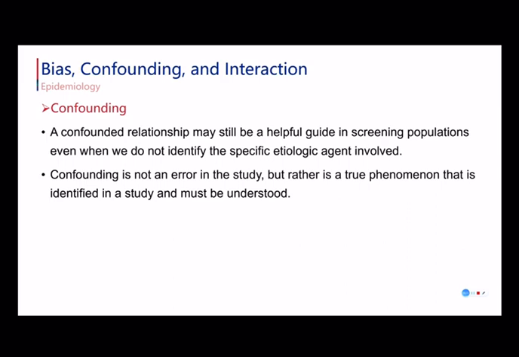specific etiologic agent involved. Second, confounding is not an error in the study, but rather is a true phenomenon that is identified in a study and must be understood. Bias is a result of an error in the way that a study has been carried out. But confounding is a valid finding that describes the nature of the relationship among several factors and the risk of disease. However, failure to take confounding into account in interpreting the results of a study is indeed an error in the conduct of the study and can bias the conclusions of the study.